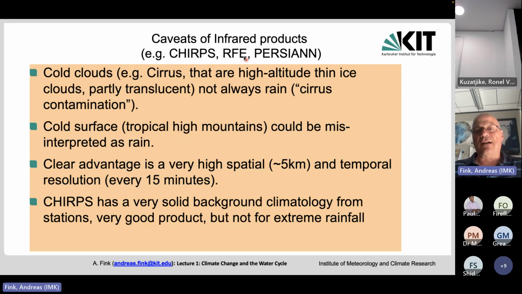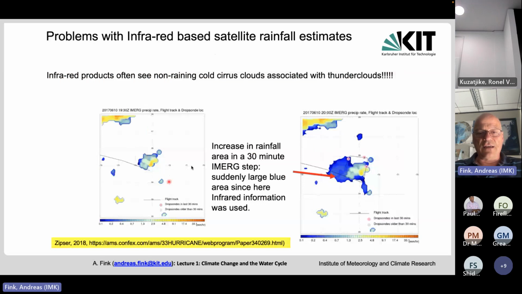And there are other products here, RFE and PERSIANN. But there is a problem with the infrared, which I wanted to show you here in IMERG. So this is a picture over the Pacific Ocean of a rainfall. You see here the caption says millimeters per hour. And this is the picture in the next 30 minutes.